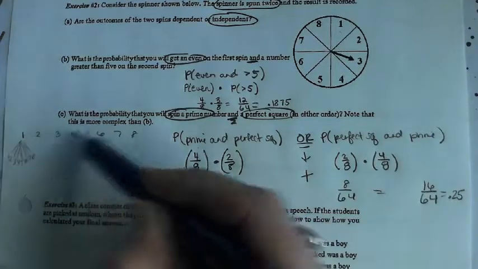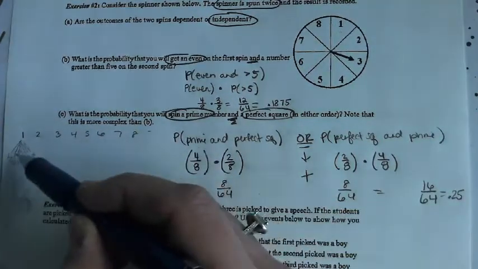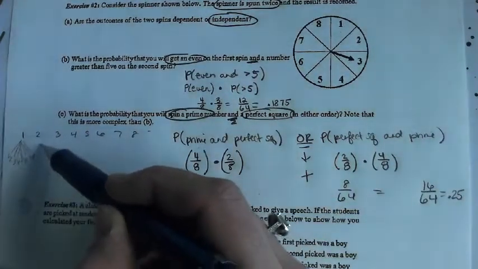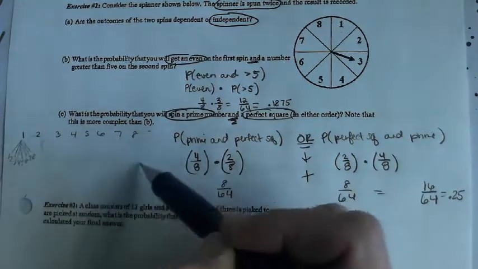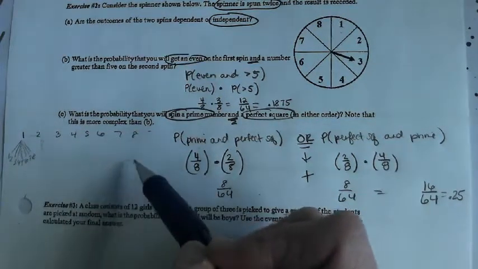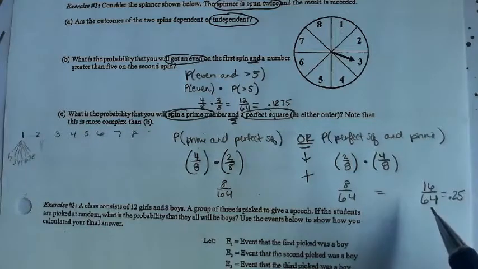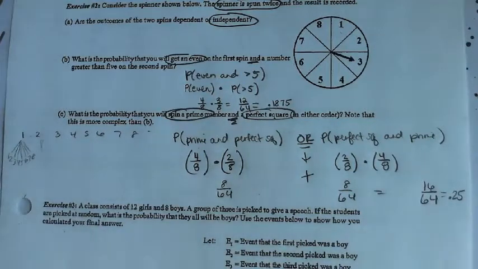Okay, there's 8 outcomes on the first event, and then each of those 8 has 8 more. So you have 8 times 8, which is the 64 total outcomes. And then you'd have to go through and count out of those 64 outcomes, how many are a prime and a perfect square.